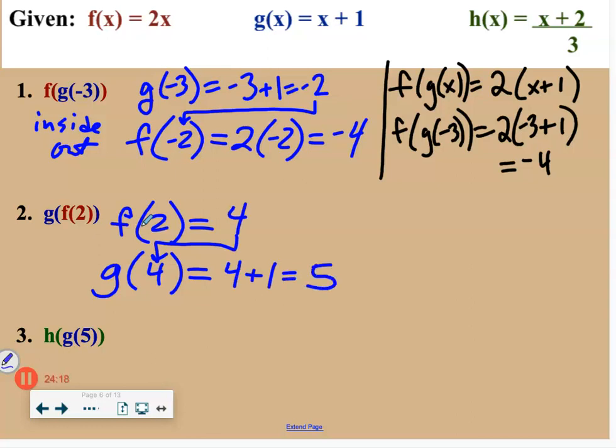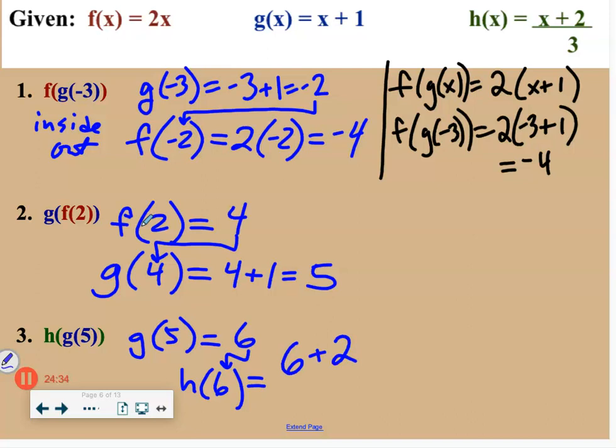H of g of 5. So we find g of 5. What's g of 5? 6. And then you find h of 6. So you end up with 6 plus 2 over 3, or 8/3. All right. Any questions, any problems, any troubles, concerns?